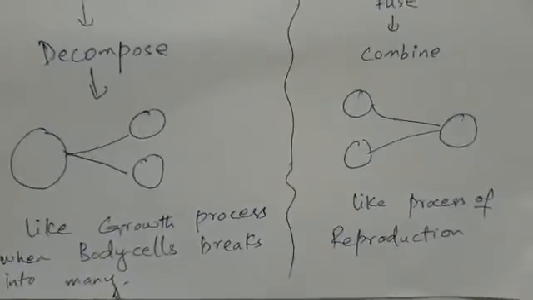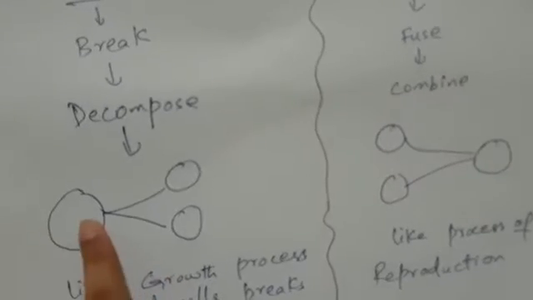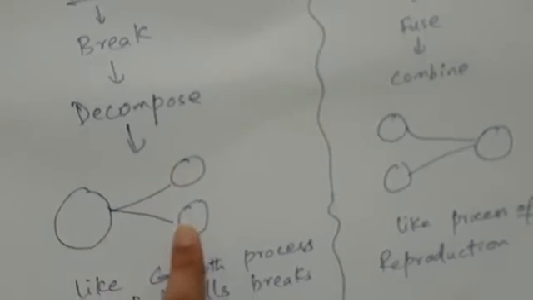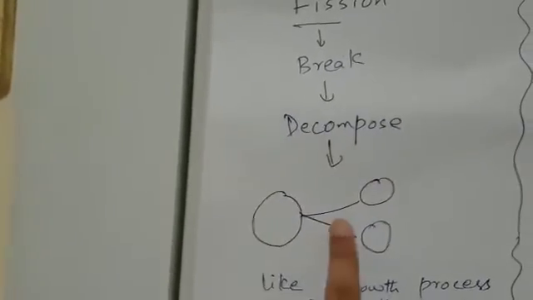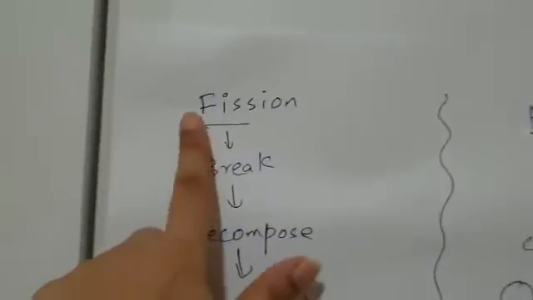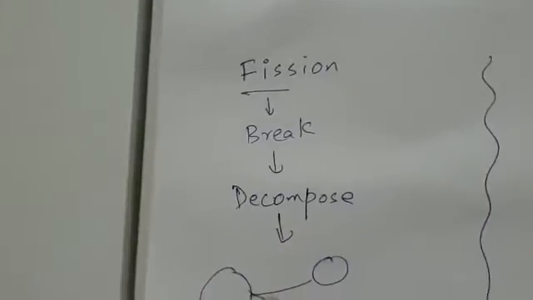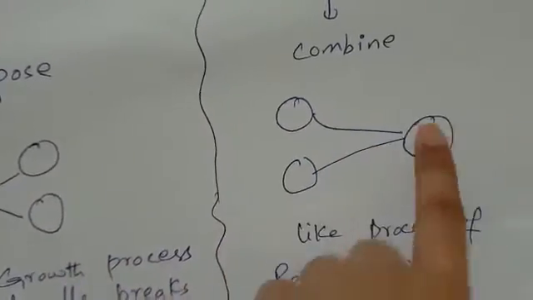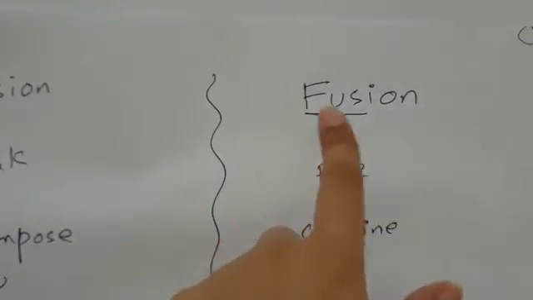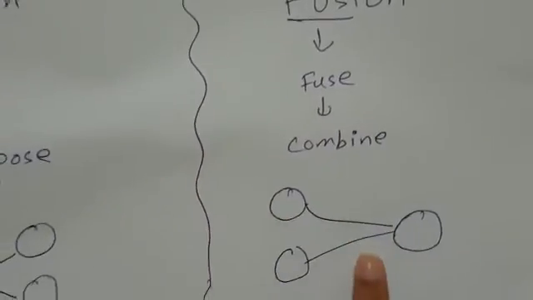So here is the drawing, like you can see here. One thing is splitting into two things, so this must be fission. One thing is splitting into two things, that must be fission, breaking, decompose. While two things combining to make one thing, that must be fusion or fuse, combine.